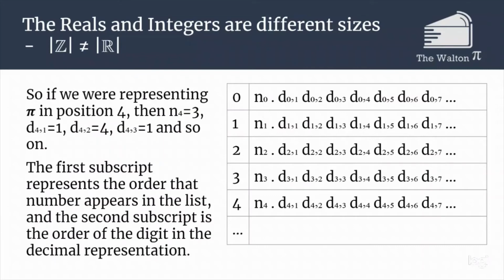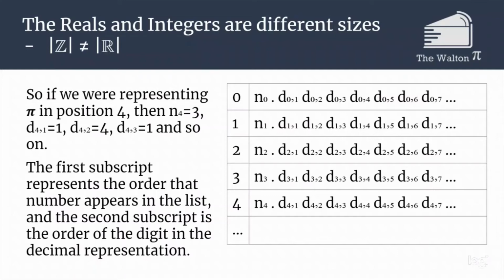So if we were representing pi, then our n term would be 3, the first digit would be 1, the second digit would be 4, the third digit would be 1, and so on. So if we were to represent pi in the fourth position, n sub 4 equals 3, d sub 4 comma 1 is going to be 1, d sub 4 comma 2 is going to be 4, and so on. I hope that clears up what this representation is representing.